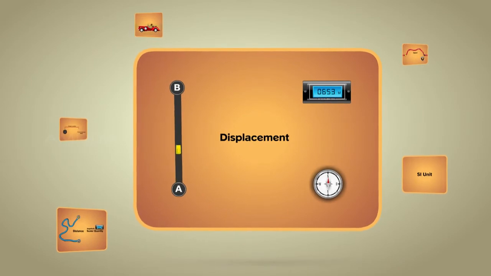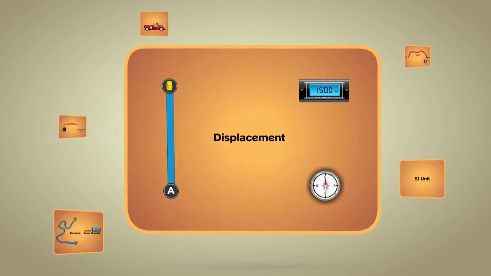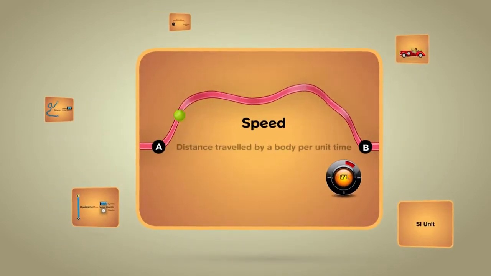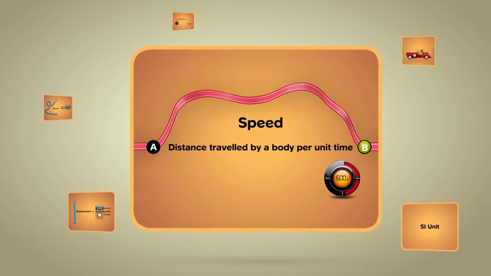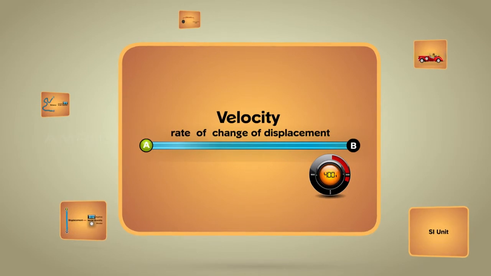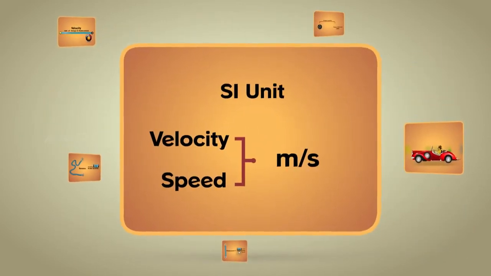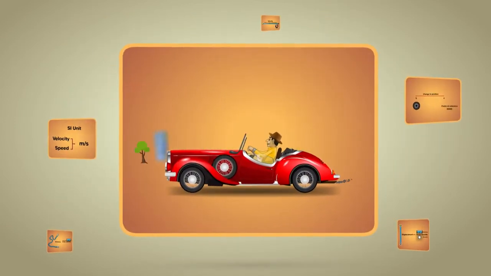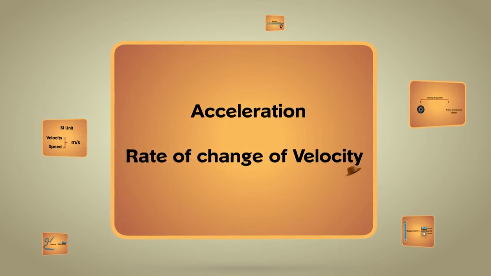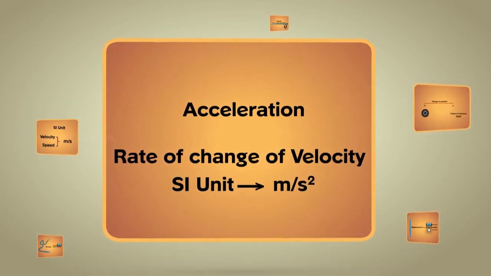Displacement is the distance travelled by an object with a certain magnitude and direction. Displacement is a vector quantity. Speed is the distance travelled by a body in unit time, and velocity is the rate of change of displacement. The SI unit of velocity and speed is meter per second. Acceleration is calculated as the rate of change of velocity. The SI unit of acceleration is meters per second squared.